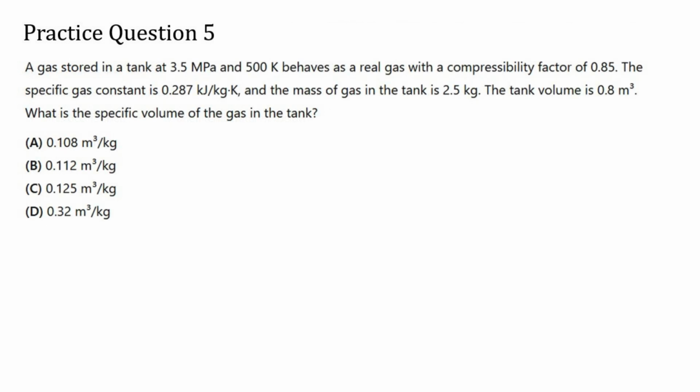Practice question 5. A gas stored in a tank at 3.5 megapascals and 500 Kelvin behaves as a real gas with a compressibility factor of 0.85. The specific gas constant is 0.287 and the mass of gas in the tank is 2.5 kilograms. The tank volume is 0.8 cubic meters. What is the specific volume of the gas in the tank?